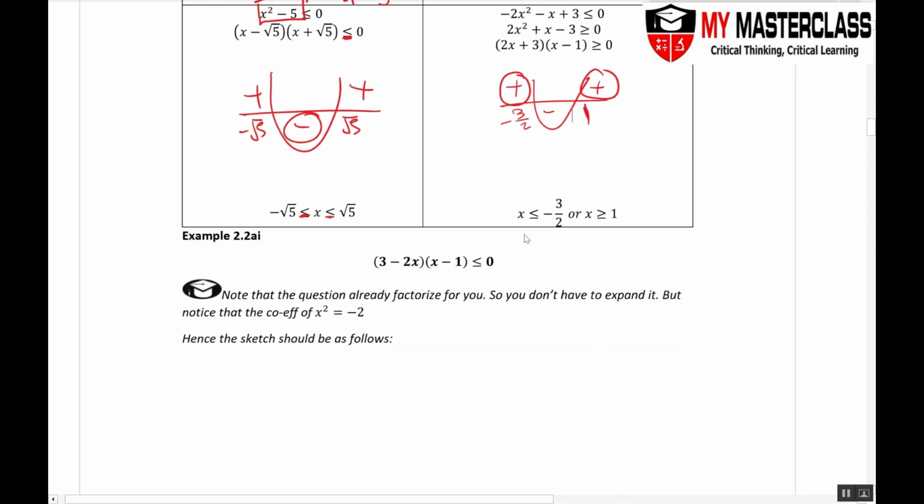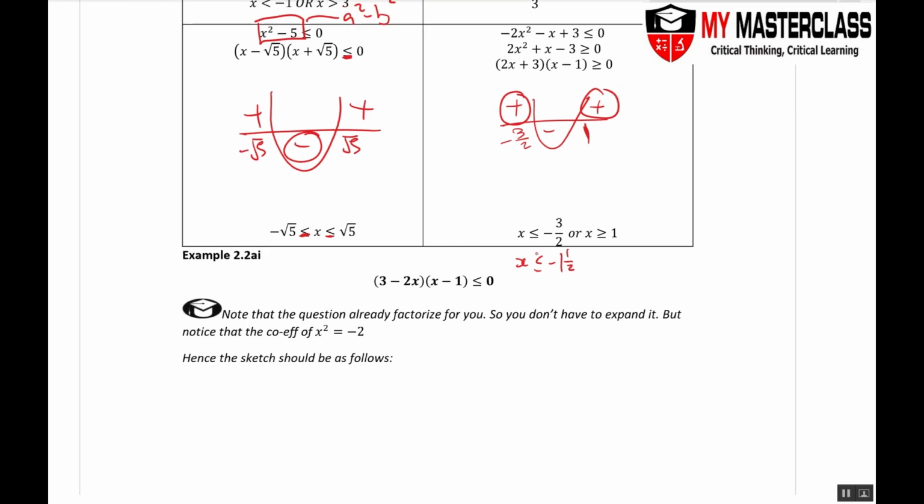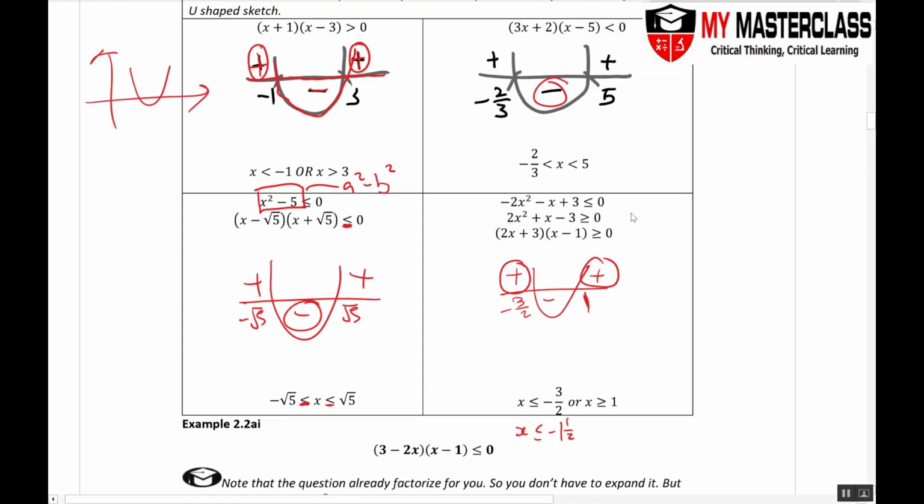But never leave your answers in improper fraction. So this should be x less than or equals to minus 1.5. Essentially, the only additional thing that you do for quadratic inequalities is to draw out this U-shaped curve, plus minus plus, identify the region that you're interested in, then come up with your two types of inequalities based on the scenario given.